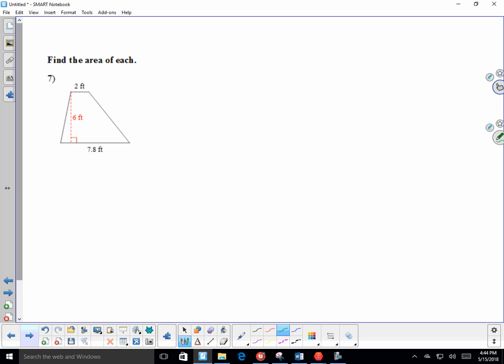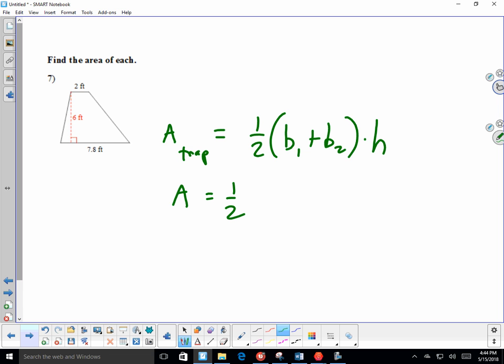All right, let's take a look at number 7. This one says find the area of this trapezoid. And our formula, again, you get all these formulas on your formula sheet. The area of a trapezoid is always 1/2 the sum of the two bases multiplied by the height. So in this case, the area of the trapezoid is going to be 1/2 times base 1 plus base 2. So these are the bases, right? Those are the parallel sides are the bases. These two sides are parallel. And so that's going to be 2 plus 7.8, and then times the height, which is 6.